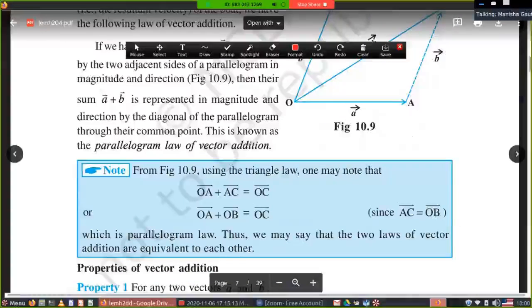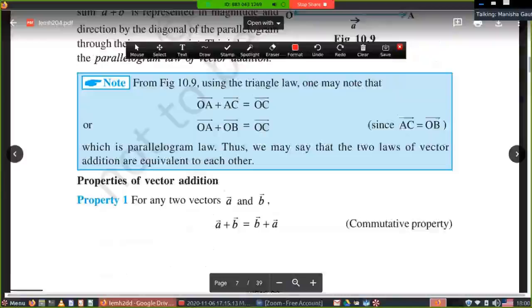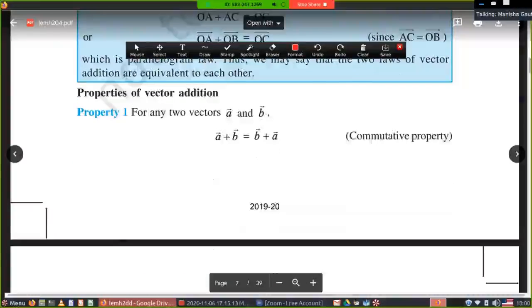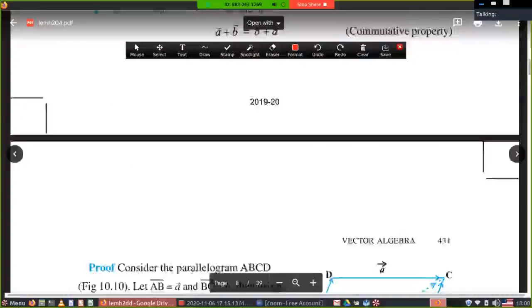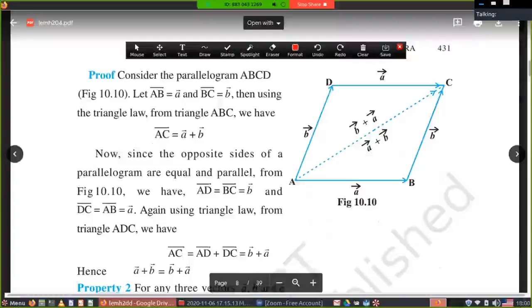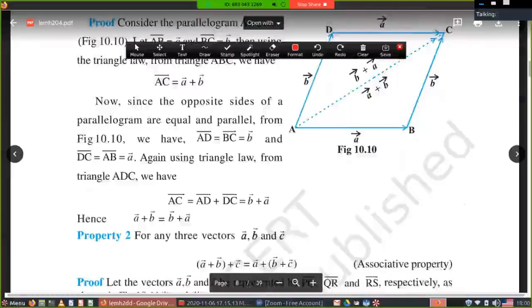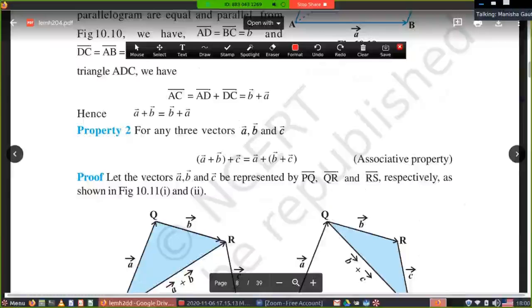Now the parallelogram law of vector addition, and properties of vector addition. A plus B is equal to B plus A. And here is the associative law: A plus B plus C is equal to A plus B plus C.